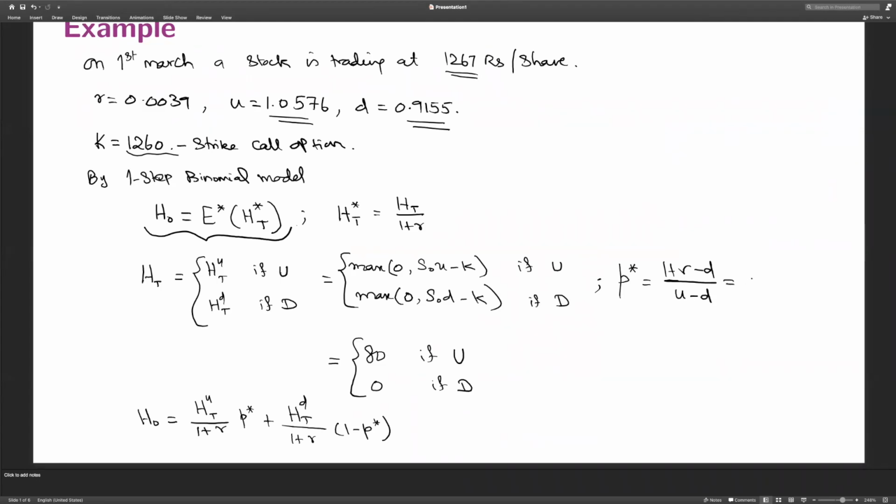In our case, this is equal to 0.6222, like that it goes on. So therefore, it's approximately equal to this. 1 minus P star, therefore, is going to be approximately 0.3778. Okay. So when you substitute all these values in the expression, you have 80 divided by 1.0039 into 0.6222 plus 0. So this is anyway 0, and that comes to be approximately equal to 49.58. So this is the price of the option suggested by the one-step binomial model.